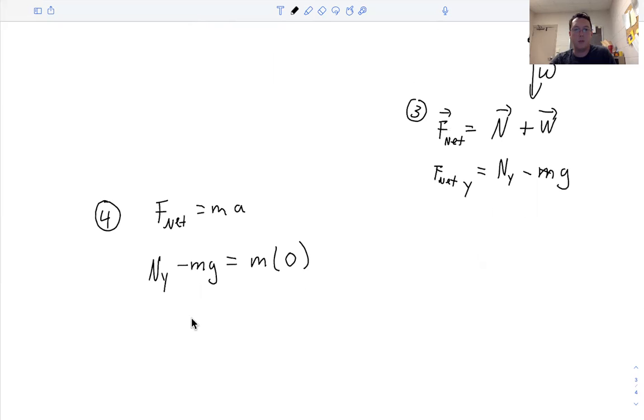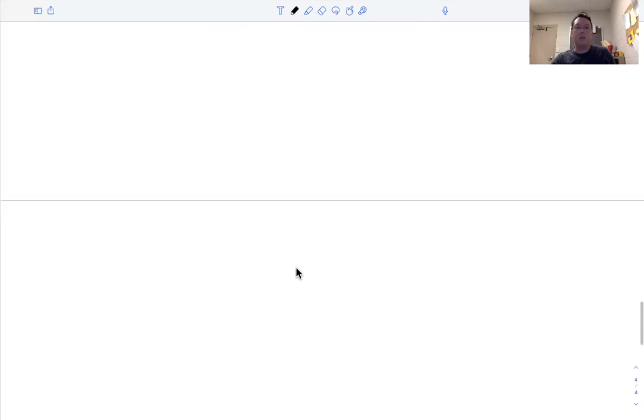So I have the normal force in the y direction equals mg, because this term is 0. All right. So that's a pretty simple example where we use free body diagrams to solve for an unknown force. Let me do one more example.